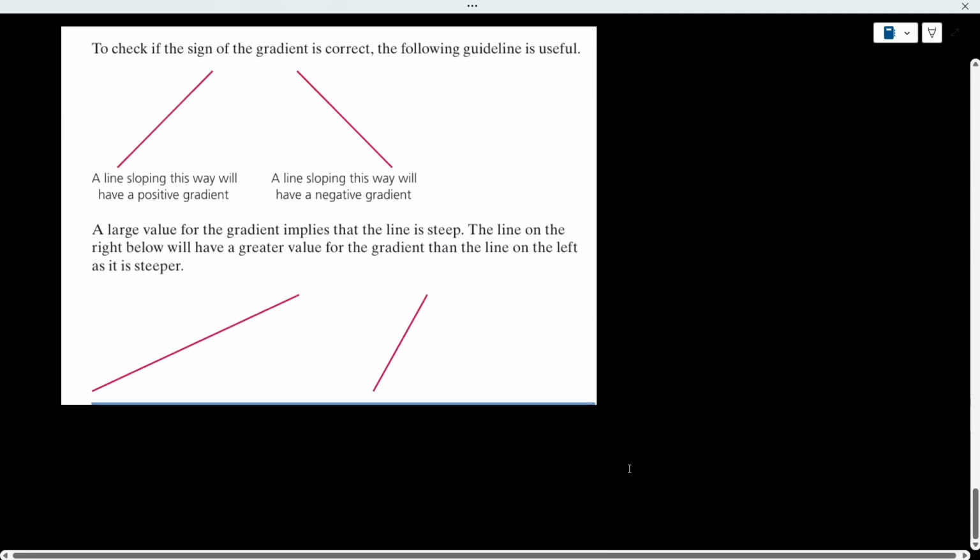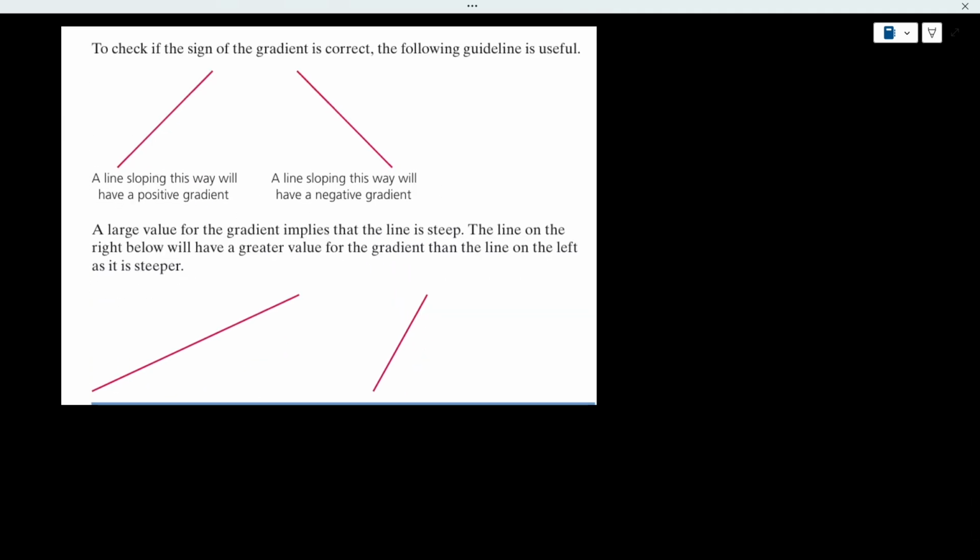Other than that, you have to remember, steeper gradients are going to have the greater value. So the large value of the gradient implies that the line is steep. You can see that this line is steeper than the other line. So here the gradient M1 will be less than M2, which is the gradient of the second line. So this thing you have to remember.